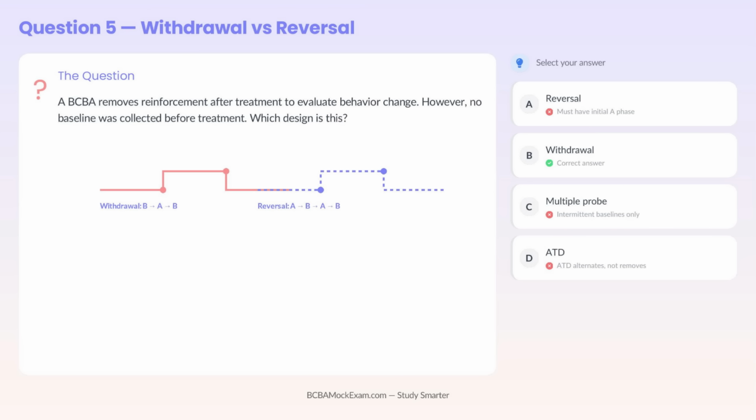Question 5. A BCBA removes reinforcement after treatment to evaluate behavior change. However, no baseline was collected before treatment. Which design is this? A. Reversal. B. Withdrawal. C. Multiple probe. D. ATD. This question asks you to distinguish between reversal and withdrawal based on the presence of a baseline.